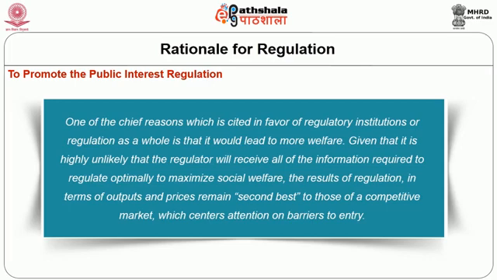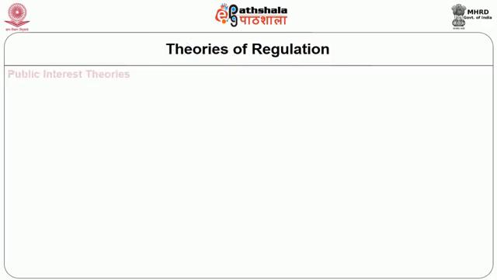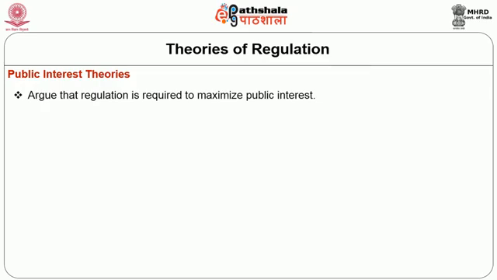The results of regulation in terms of outputs and prices remain second best to those of a competitive market, which centers attention on barriers to entry. The third part of the paper deals with theories of regulation, the first being public interest theories. These theories argue that regulation is required to maximize public interest.